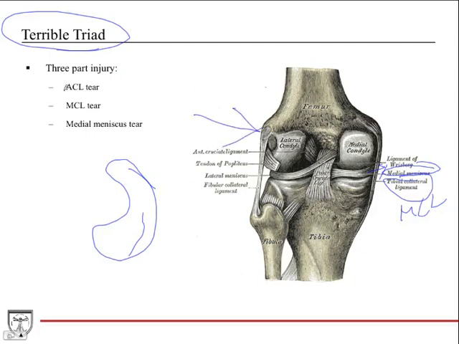Also often, since it's an ACL injury, someone's pivoting or changing directions quickly, and then they get a lateral blow to the knee. So say a running back in football is running, and then they change directions, and then they get tackled from the lateral side on the knee. They get a blow to the lateral side of the knee. That could be a cause of a terrible triad. So they'll have an ACL tear, an MCL tear, and then as a result of that MCL tear, it'll damage and tear the medial meniscus.